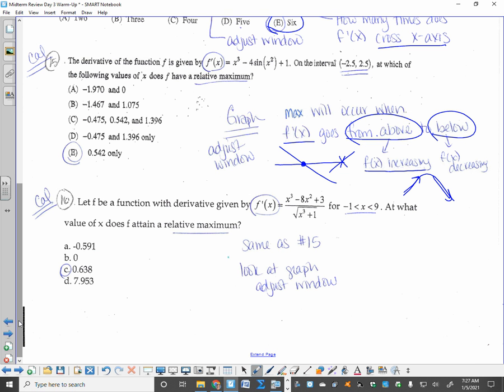This is f prime. So I'm going to type this very ugly function in and adjust my window from -1 to 9. I'm just looking for where it crosses the x-axis going from above to below. So again, pause the video, type it in, adjust your window, and make sure you're very comfortable with that.